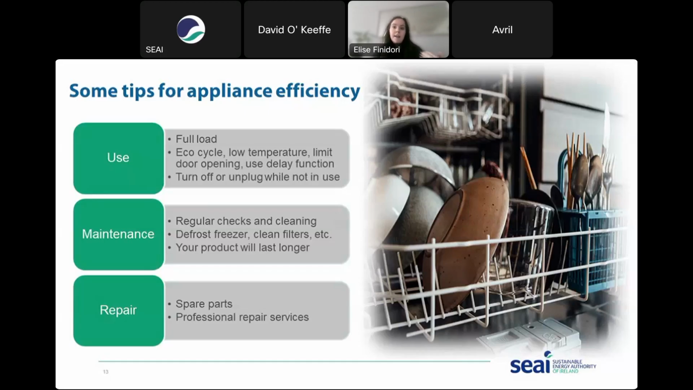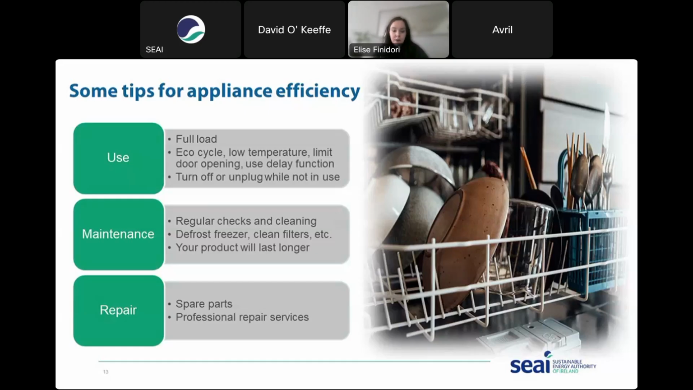That's because it then takes quite a lot of time and electricity for the product to go back to the temperature it was at before the door was opened. Another tip I want to mention today is the existence of a delay function on a lot of products such as dishwashers or washing machines. You can use that delay function and have your products run during the night, for example, if the electricity is cheaper for you. When it comes to maintenance, it's important to have regular checks and cleaning of your products, such as defrosting your freezer, cleaning the filter of your dishwasher, your washing machine, etc. This will ensure the product works at the best of its capacity and also that it lasts longer.